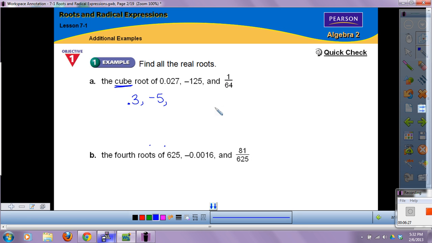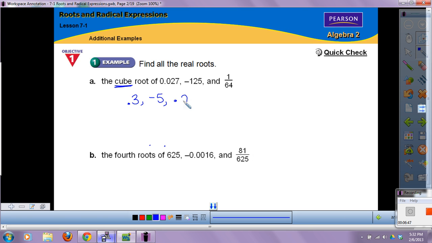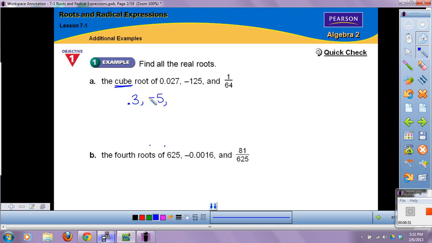And the cube root of 1/64. So again, Math, number 4, 1/64 is 0.25, or 1/4. You can change that back to your fraction. 0.25 or 1/4, either is fine. Actually, I'm going to go ahead and put it as a fraction, since the problem we were given was given as a fraction. So those are your cube roots.